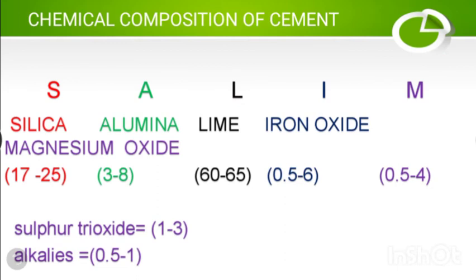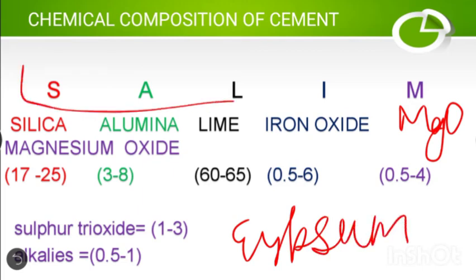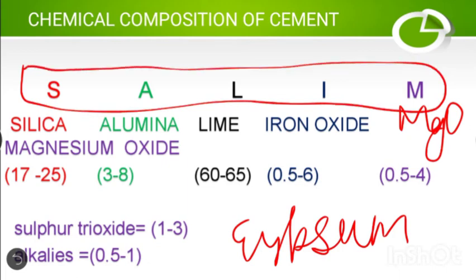Moving further, friends, the chemical composition of cement is silica, alumina, lime, iron oxide, magnesium oxide, sulfur trioxide, alkalis, and there is also gypsum, which is 3% of the total components. Friends, you can memorize these by a small trick known as SALI. S for silica, A for alumina, L for lime, I for iron oxide, M for magnesium oxide, and sulfur trioxide and alkalis are all in small proportion.